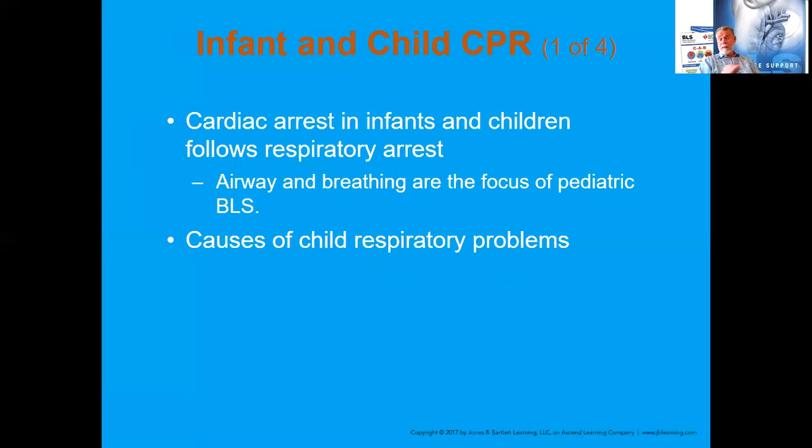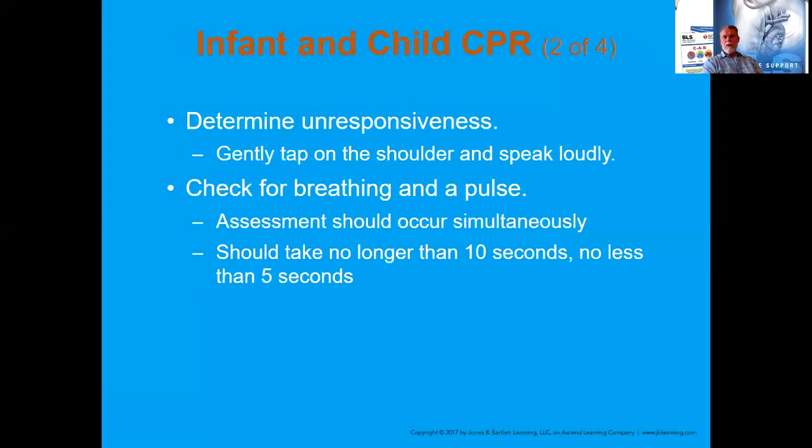That comes up. I guarantee it comes up, so write that down. Make note of it. Airway and breathing are the focus of the pediatric BLS course. There are different child respiratory issues. So those are the ones I refer to with the choking, the airway obstruction. So again, just know that is more likely to happen than the kid just having a heart attack.